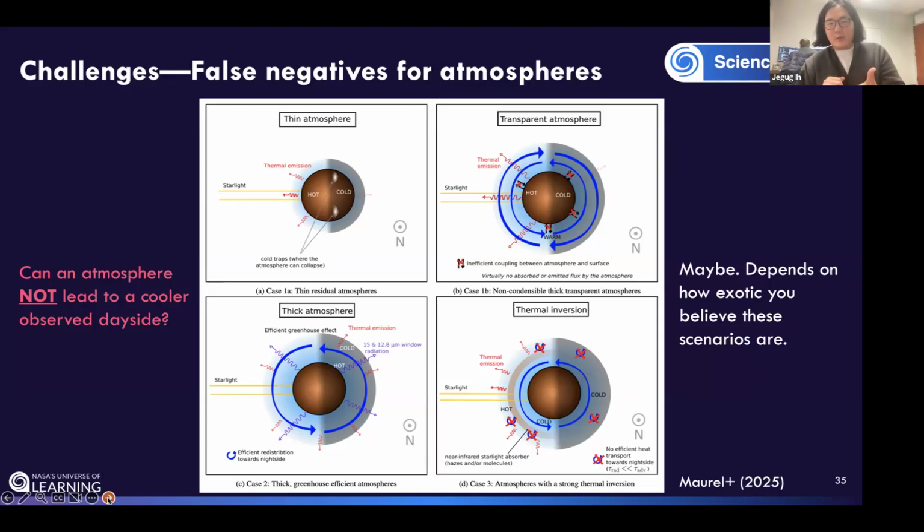So this is really a question of how exotic you believe these scenarios are. And there's more modeling to determine how likely these are as well. And to the next slide, please.